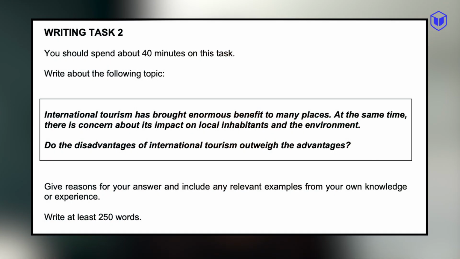Here's our question. International tourism has brought enormous benefit to many places. At the same time, there is a concern about its impact on local inhabitants and the environment. Do the disadvantages of international tourism outweigh the advantages? Give reasons for your answer and include any relevant examples from your own knowledge or experience. Write at least 250 words. Now, pause the video, use the 3 T's and write your introduction. Then we'll do it together.